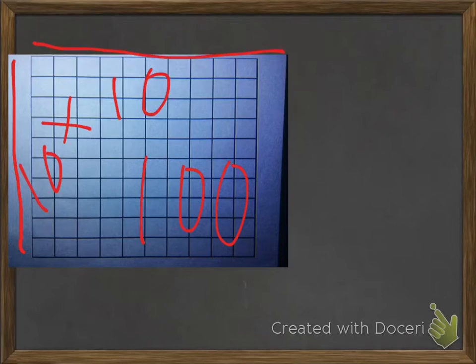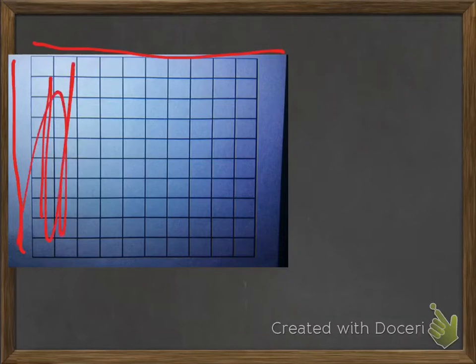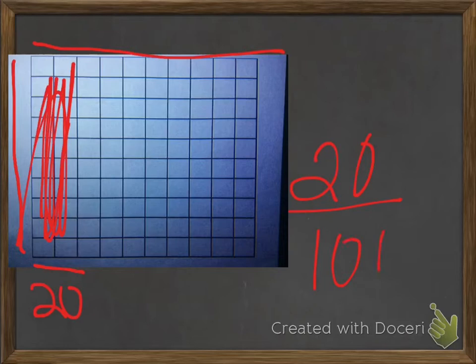If I go and I take 2 of these and I color those in, okay? That's actually 20 of them. So I would write it as 20 over 100. Now, with that being said, I can also make that into a percent. All you do is take the top number and put a percent sign next to it. So this would actually be 20%.